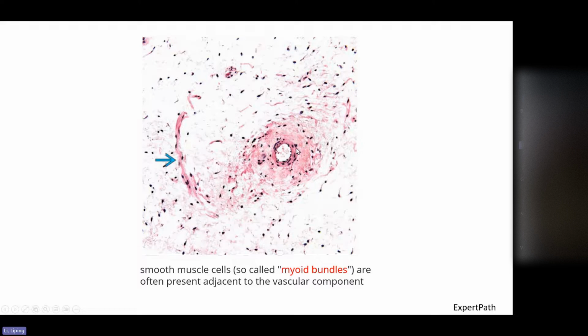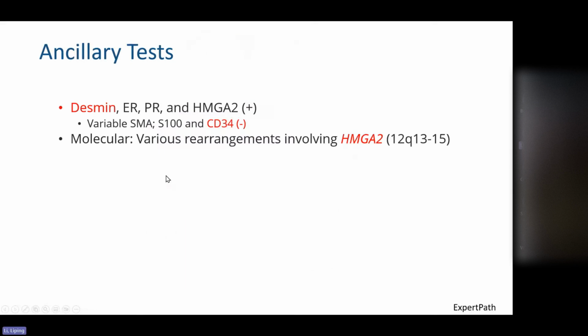So this is the vessel, and adjacent to the vessel, we can see small muscle bundles forming a vesicular growth, like lineage looking like this. And the immunostaining is desmin, ER, PR, HMGA2 positive. And usually this lesion is S100 and CD34 negative.